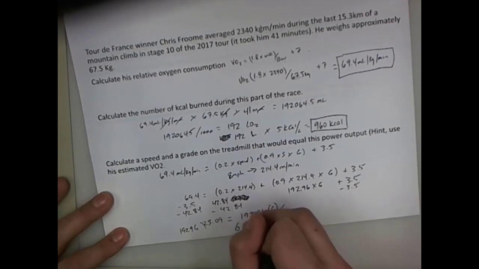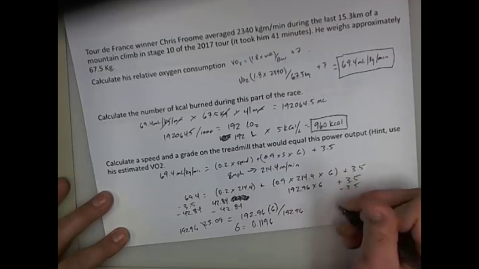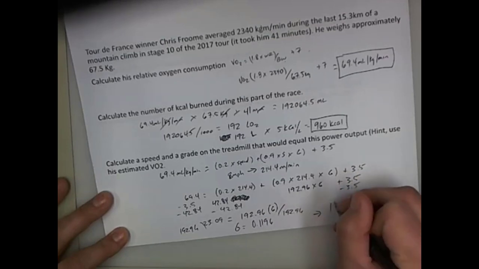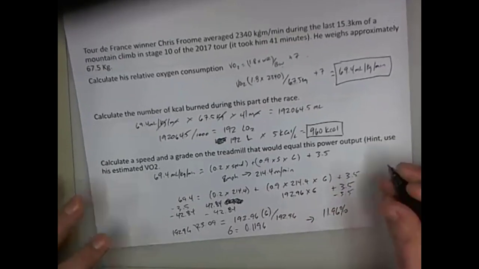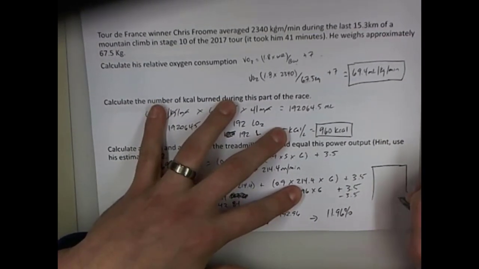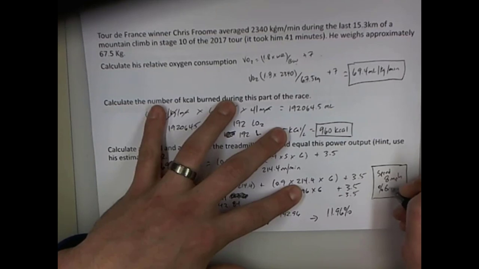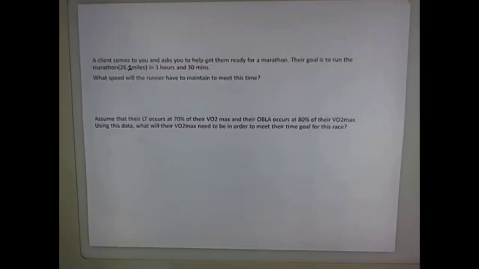So our grade equals 0.1196, and we'll convert that to 11.96%. So again, our exercise prescription would be a speed of 8 miles per hour with a percent grade of 11.96.